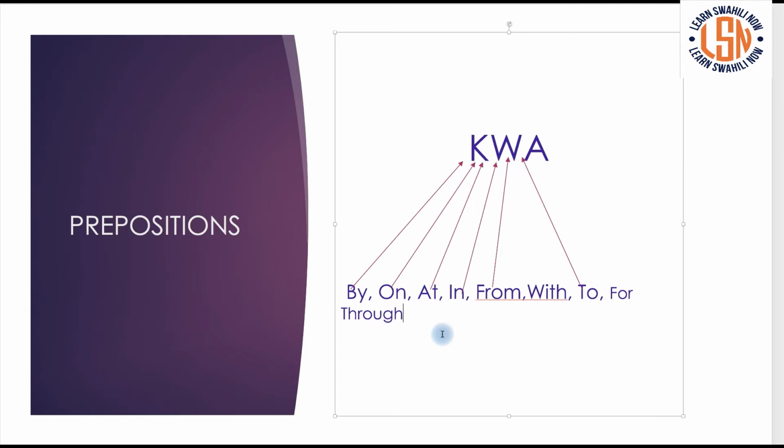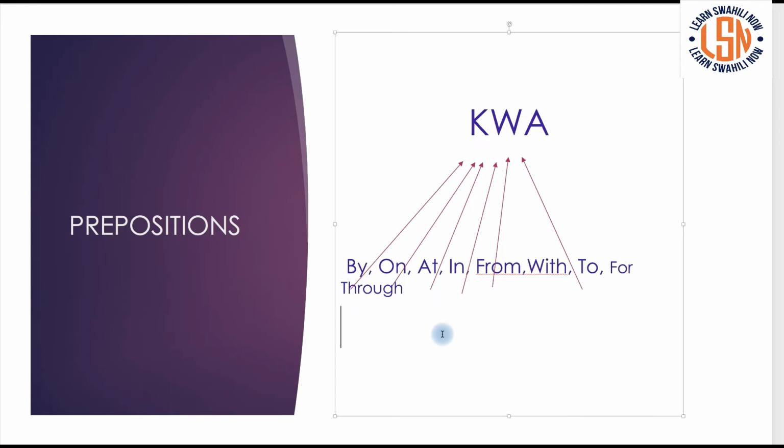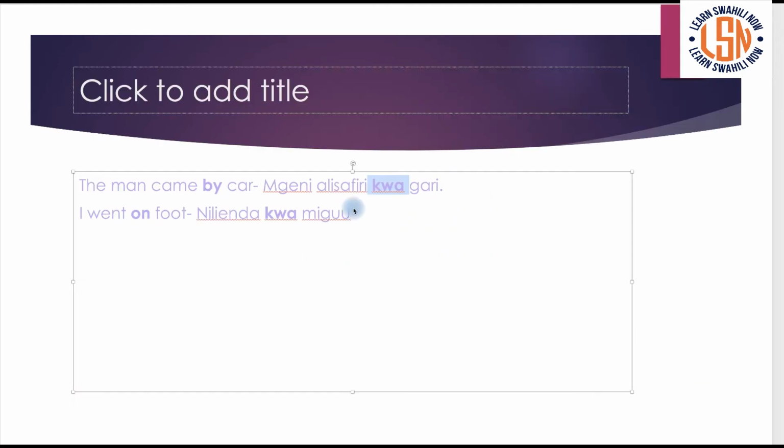Okay, so let us look at an example in English. Say you want to say, the man came by car. Mtu alisafiri kwa gari. And then I went on foot. Nilienda kwa mguu. So what if I wanted to say, I teach in English? I would say, ninafundisha kwa Kiingereza. So it's a very versatile word.